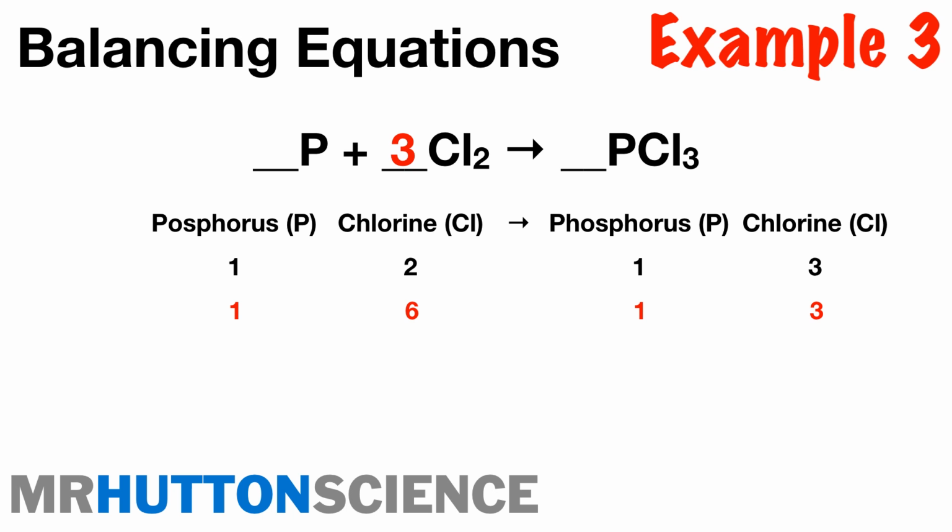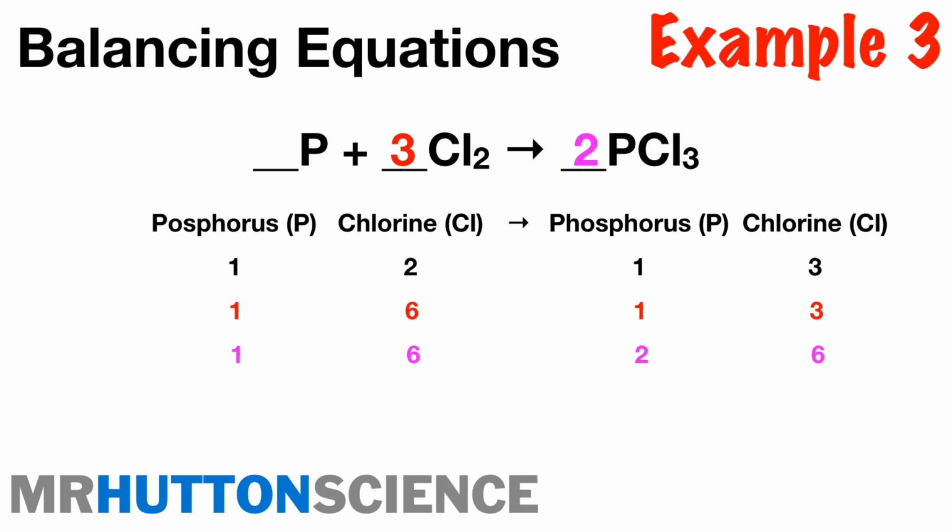But we need to change that so it matches the other side. Okay, and what we can do is we're now going to put a 2 in front of our phosphorus chloride, and again count up the number of each type of atom we've got. Nothing's changed on the left, so it should be as before, 1 and 6. But now on the right hand side, you'll notice that we've got 2 phosphorus and 6 chlorine.